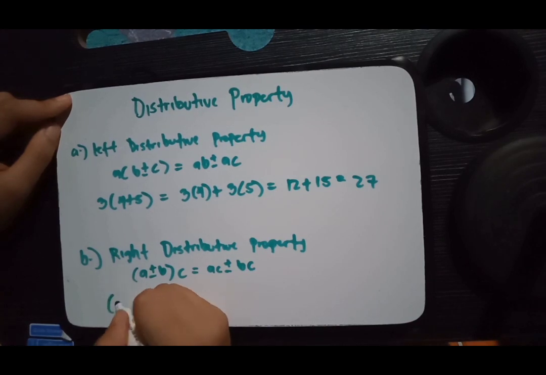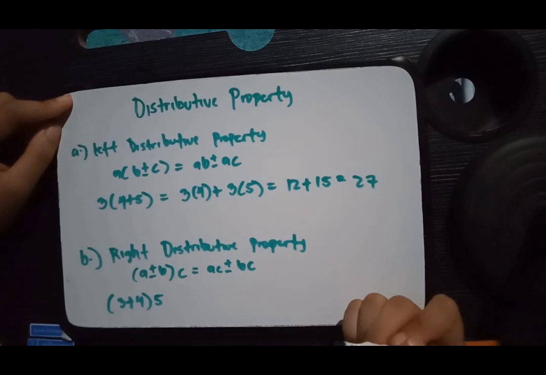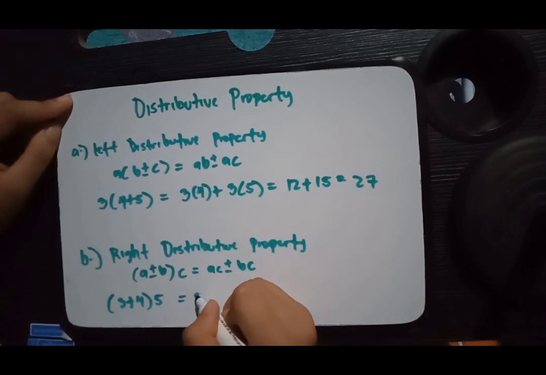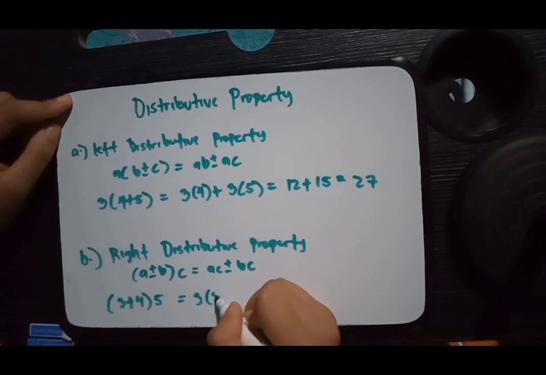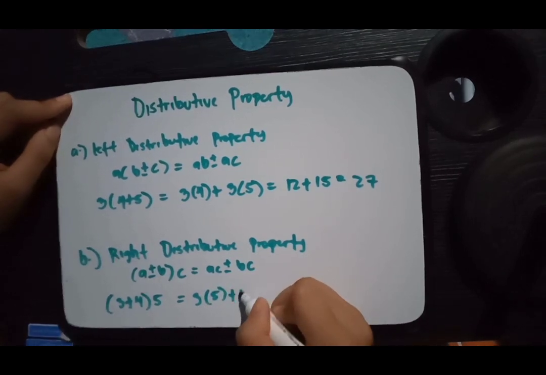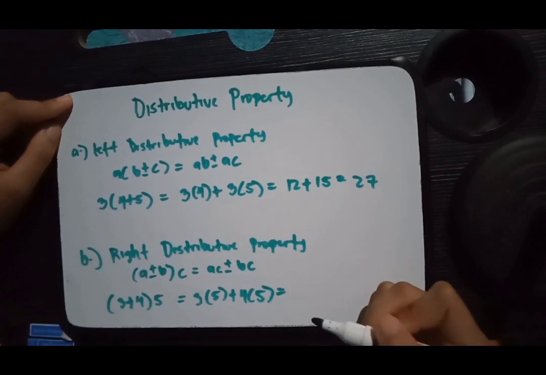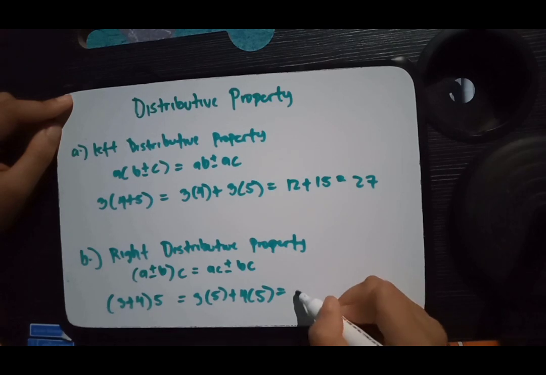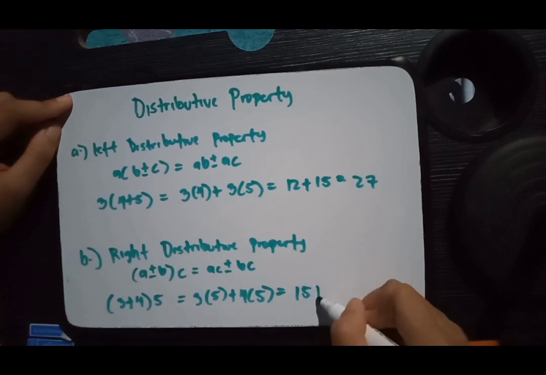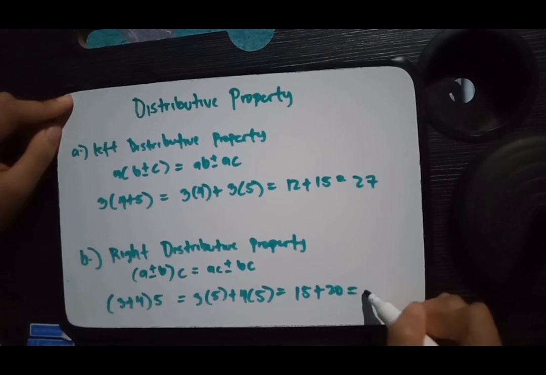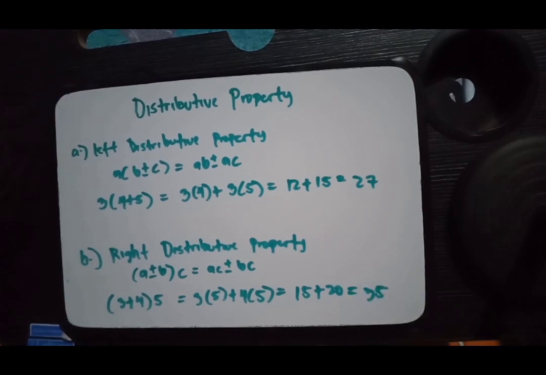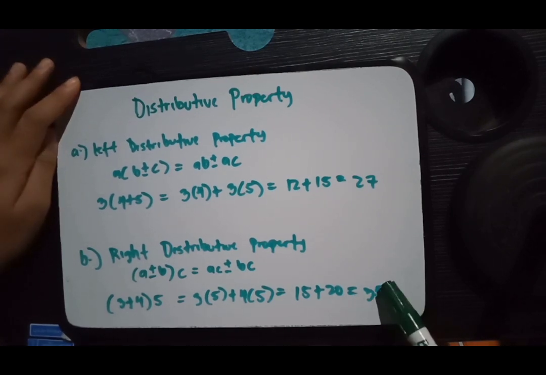So, for example, we have here 3 plus 4 times 5 is equal to 3 times 5 or AC plus 4 times 5 or BC, equal to 3 times 5, 15, and 4 times 5 is 20. 15 plus 20 equal to 35. So, that is the right distributive property and left distributive property.